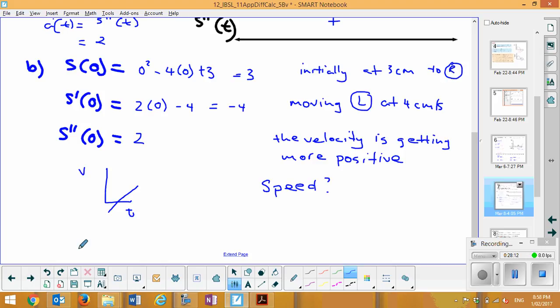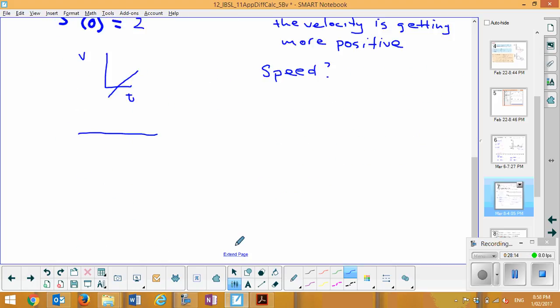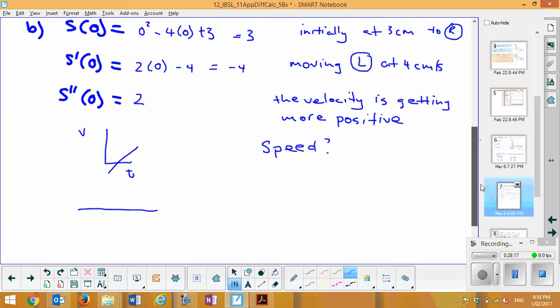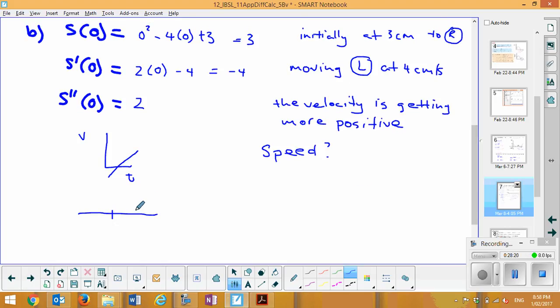So our particle, if we do our motion diagram, is at 3 centimeters to the right. So there's 0, here's our 3. It's starting here, and it's moving left. We haven't got a time for a crossing here, but we know that if it's got a positive acceleration, eventually it's going to have a 0 velocity, which means it's going to stop, turn around and come back. I haven't plotted to see where that's happening yet, but that's basically what's happening.